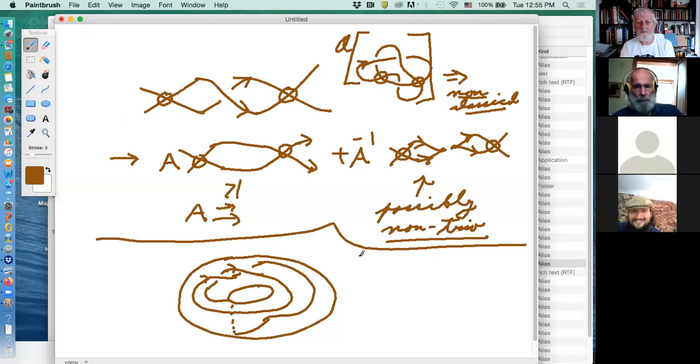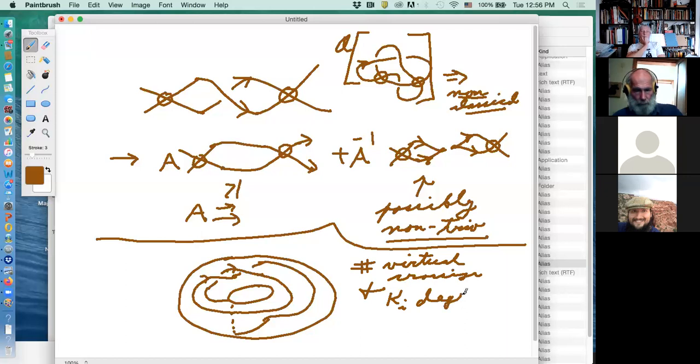There is a nice result about the relationship between the number of virtual crossings and the KI degrees. The KI degrees, by which I mean you might have, for example, K1, K2 to the fourth, in which case you would be looking at a KI degree of 1 plus 2 times 4, 9. The highest KI degree is a lower bound on the number of virtual crossings in the diagram. So there is a relationship with the number of virtual crossings in the diagram with the arrow polynomial, and there are some relationships with genus.